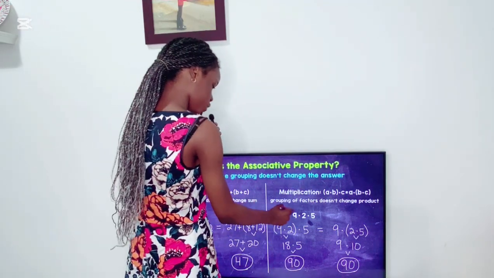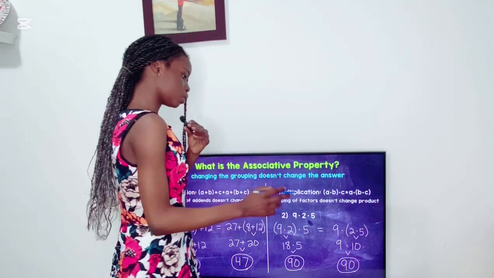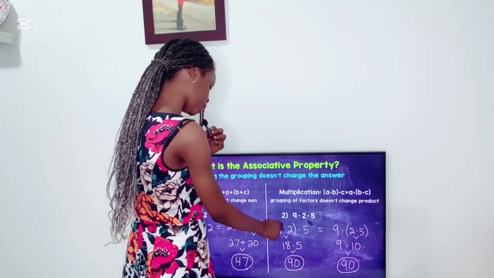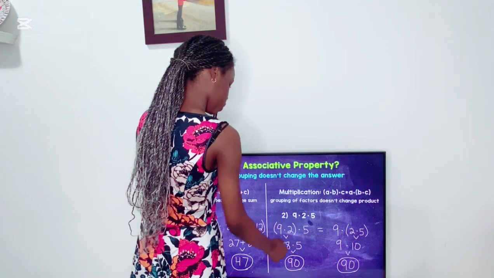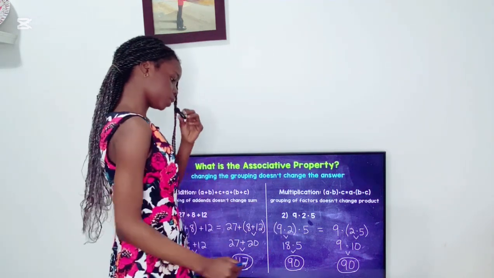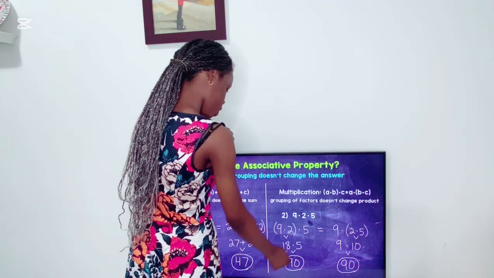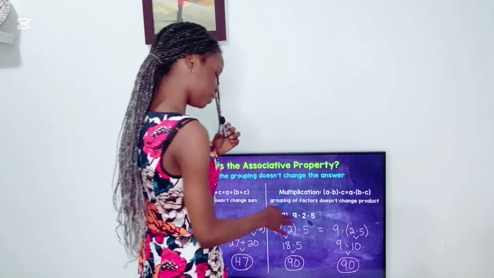So for number two, we have 9 times 2 times 5. So let's do A times B first. So 9 times 2 first. 9 times 2 will give us 18. Now we bring down the 5 and our multiplication, of course. So what is left is 18 times 5, which will give us 90. It's pretty easy, right? Pretty simple.